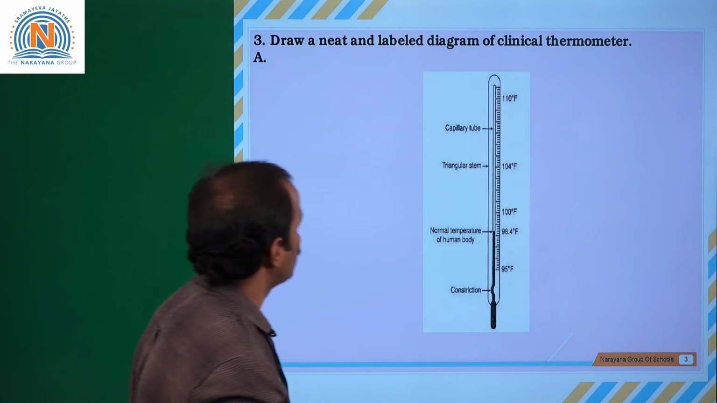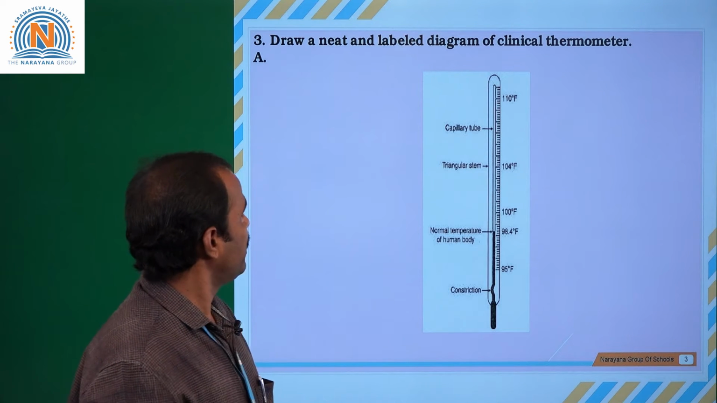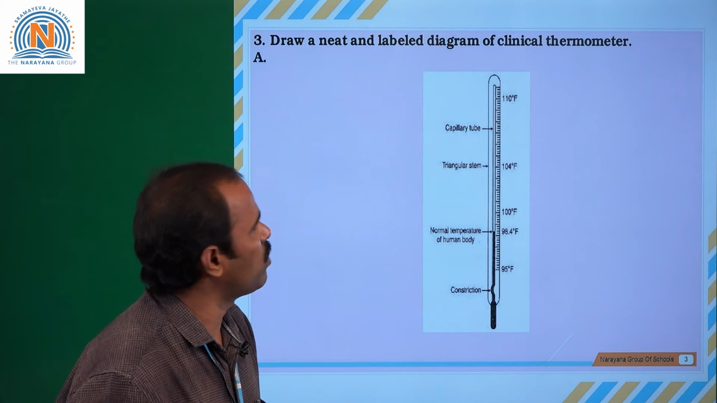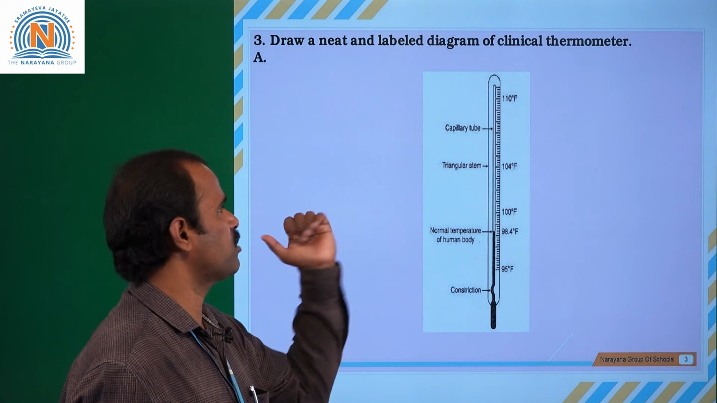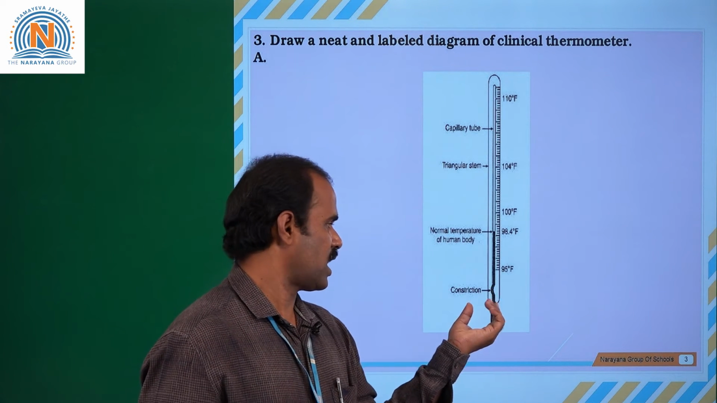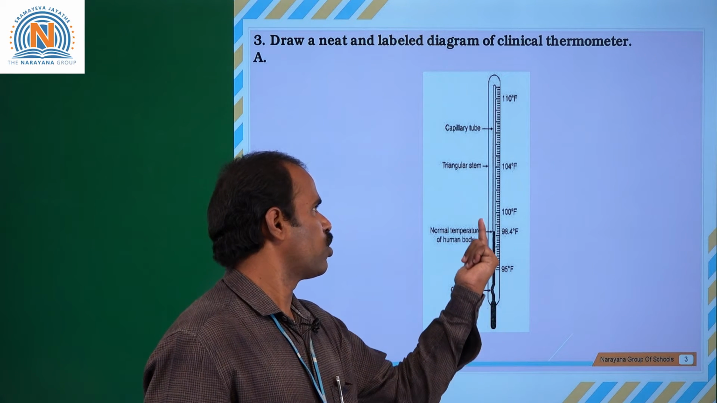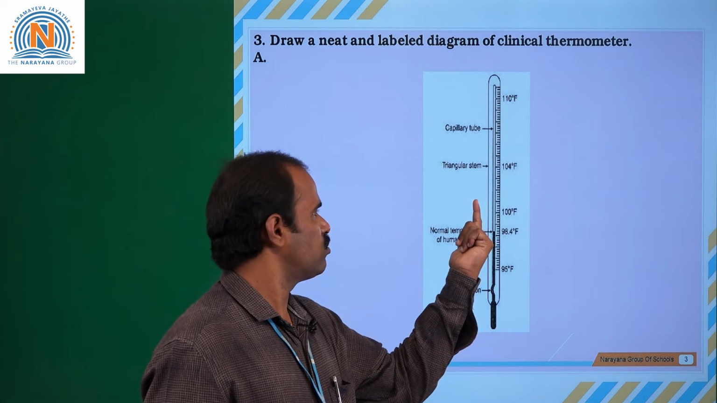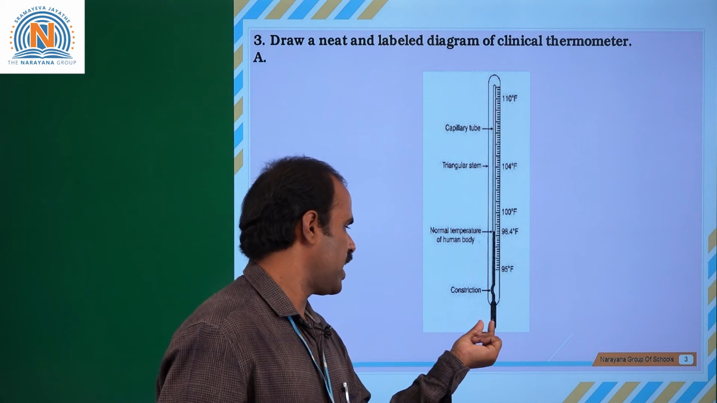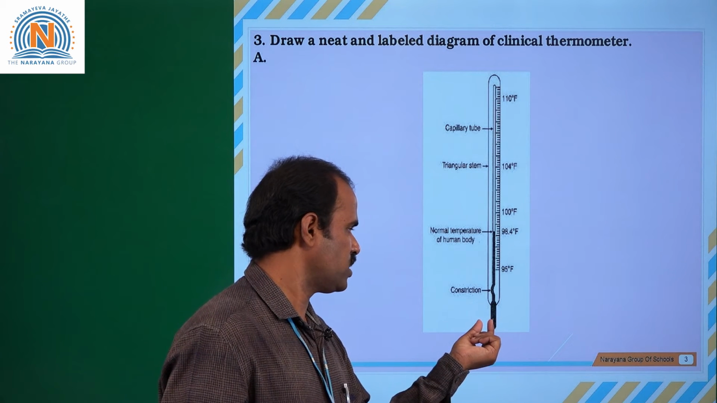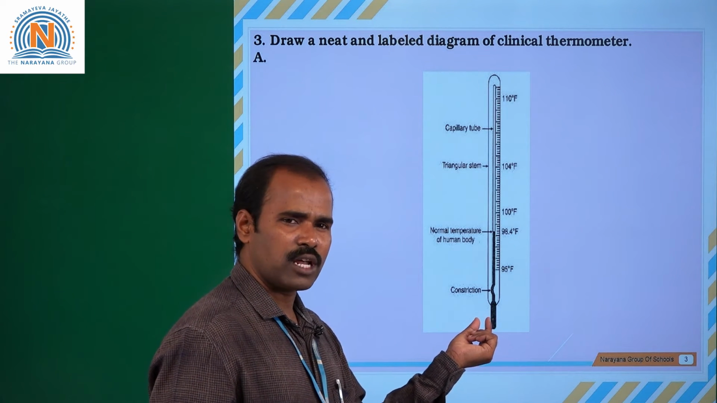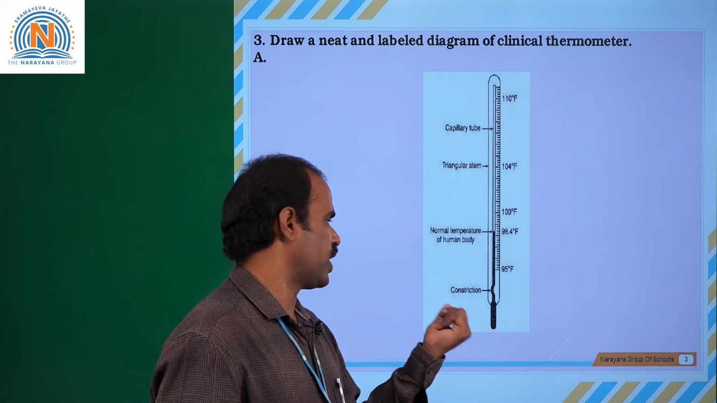Okay. Next question, draw a neat and labeled diagram of a clinical thermometer. This is the clinical thermometer made up of glass. Inside, a small bore will be there, that is a capillary tube-like bore with a small radius, and a bulb. This is the bulb. In this we can fill thermometric liquid such as mercury.